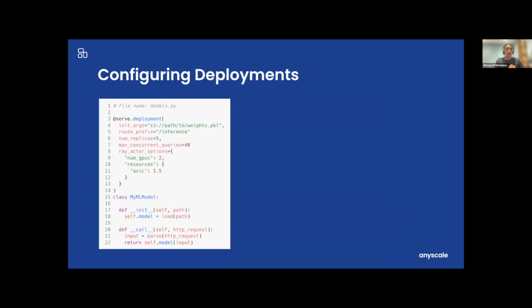But Serve also allows you to configure your deployments for production. So in this example, a user can provide a path to their model weights as an init argument to their class, and they can also specify the HTTP endpoint that represents this model, as well as the number of replicas, the maximum concurrent queries, and some resource requirements. Notice that the actual model code is still the same as the previous slide. Only the configuration in the decorator has been changed in this slide.